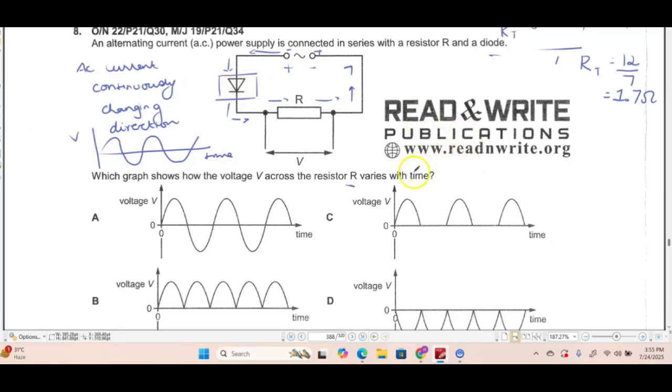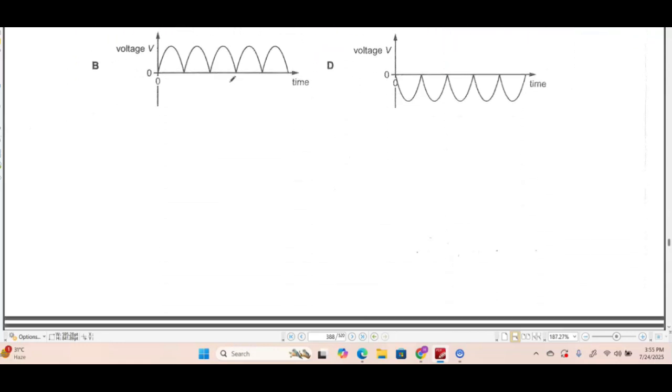So what the graph is going to look like, this is a normal graph for an AC power supply. It goes like this, the voltage goes like this, but it can't complete this cycle. Okay? So it is only going to be in one direction. So this is going to be our correct graph for a circuit that has a diode in it. Okay? So C is the correct option.